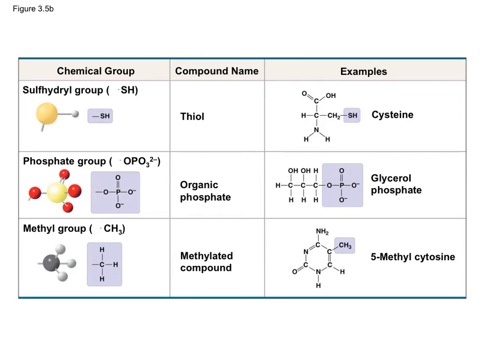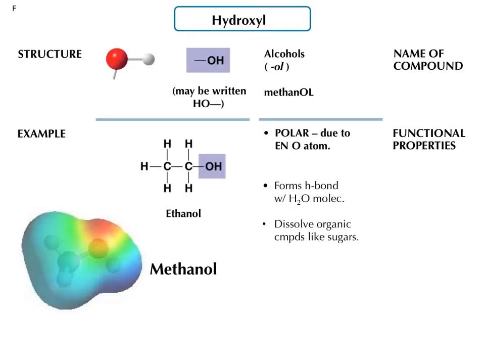And here are some of the last groups. These are all in your book, so you should take a look at them. Let's go through one by one. So hydroxyl: hydrogen and oxygen. Hydrogen, oxygen is how you can remember that one. So that's what it's made of.